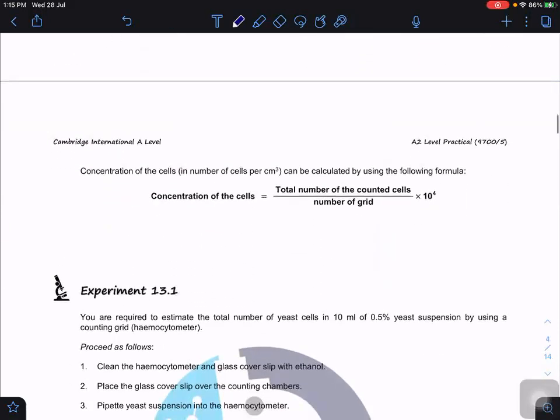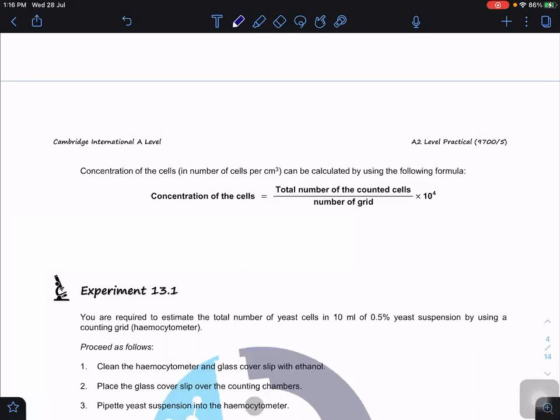The concentration of cells, in the unit of number of cells per cm cube, can be calculated using the following formula. The mean number of counted cells divided by the number of grids. Oh sorry, my mistake. Correct: the total number of counted cells divided by the number of grids, multiplied by 10 to the power of 4.